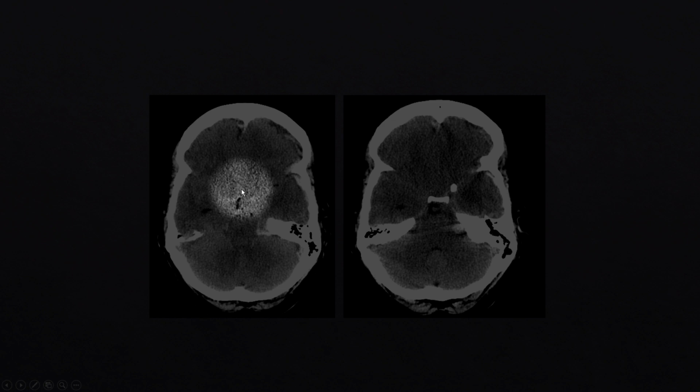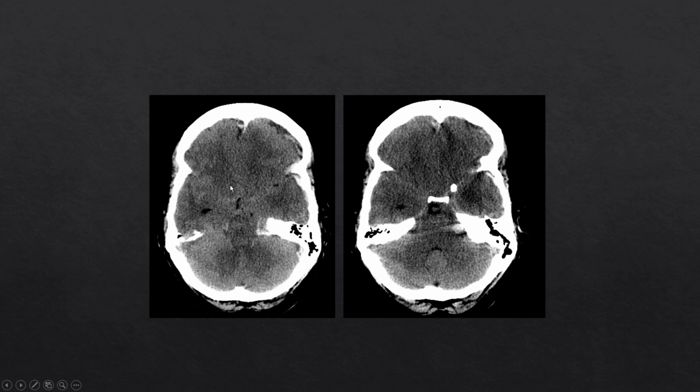The effacement of the cistern is consistent with downward herniation in the brain. There's also a mass effect in the left prepontine cistern. The tentorium should be attaching right here, but there's brain beyond that, and that's left uncal herniation.